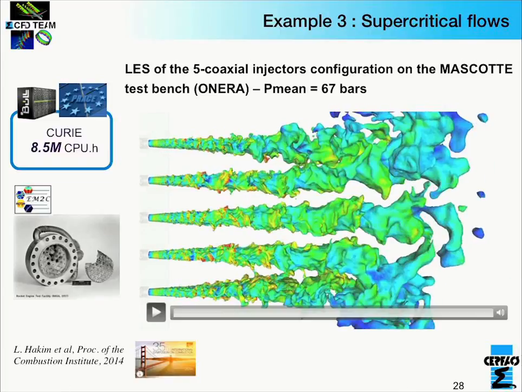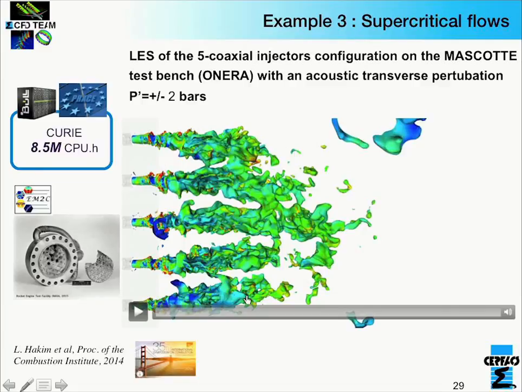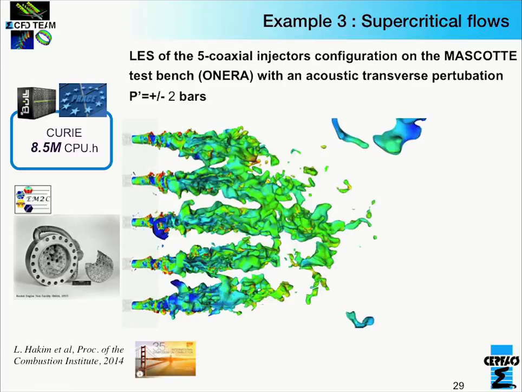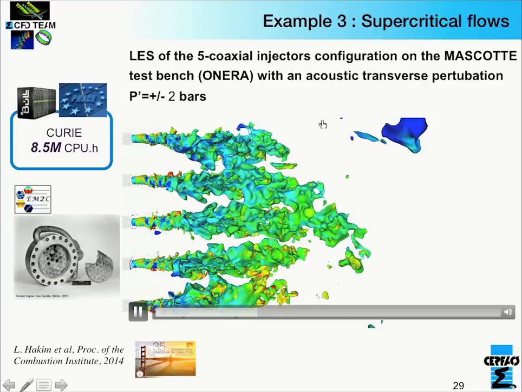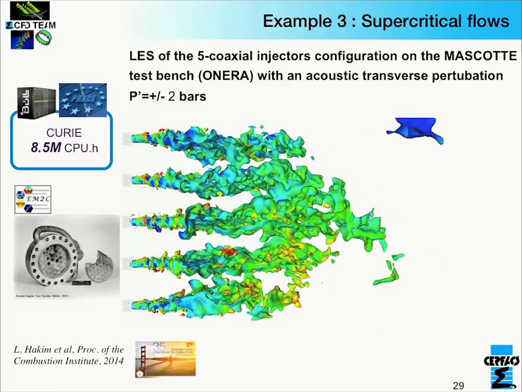And then we could do the same with a transverse modulation. You may have noticed here the mean pressure was 67 bars, and the modulation is plus or minus 2 bars. Experimentally it's very, very challenging, very dangerous, and they did not do too many tests at ONERA because after a few tests, the system just broke.